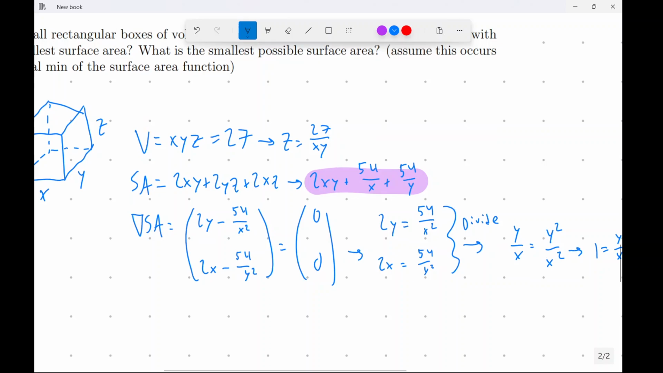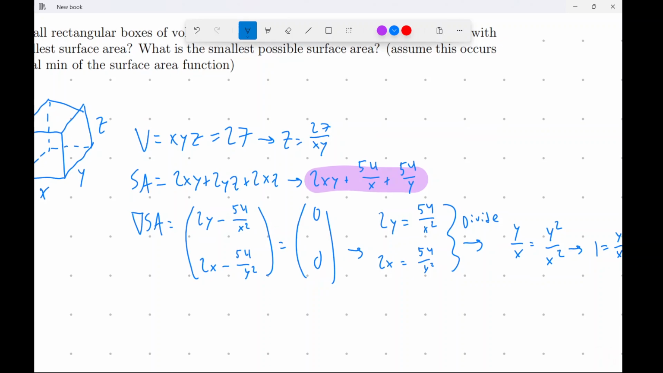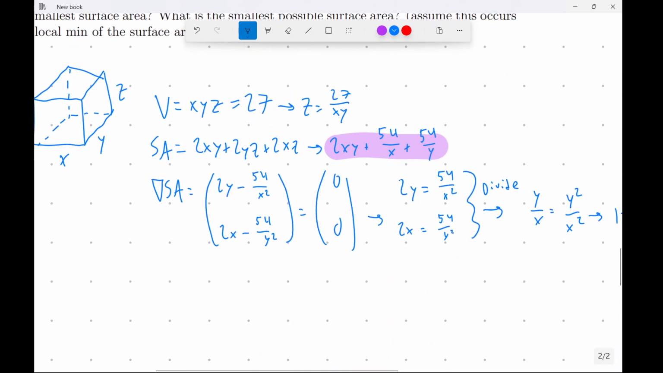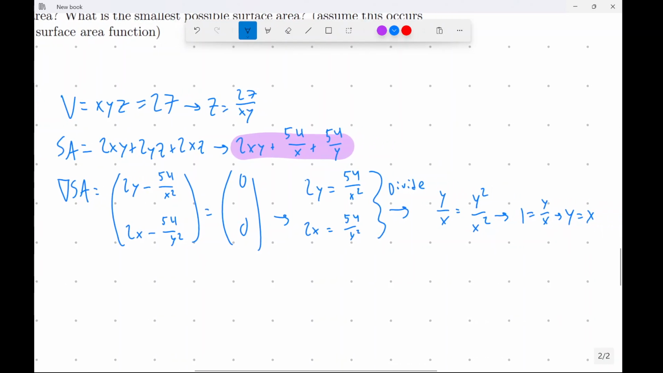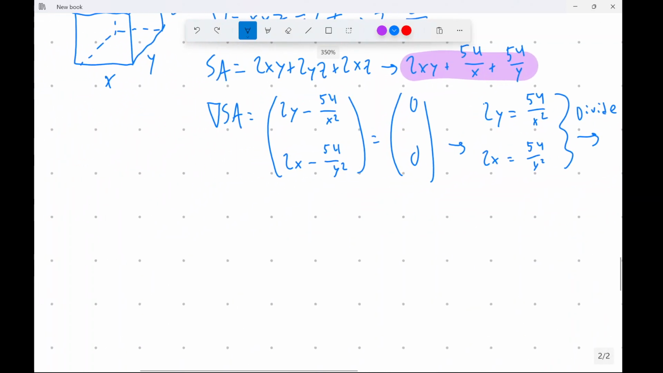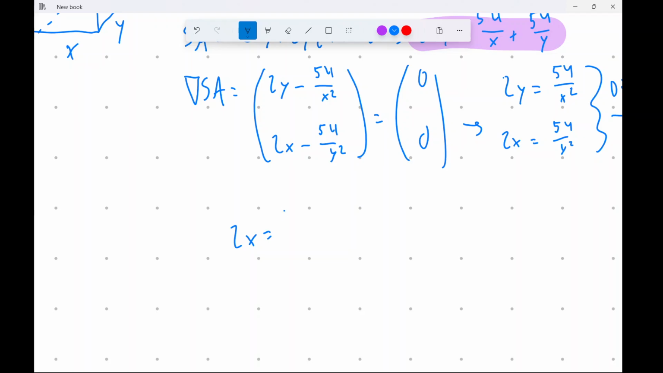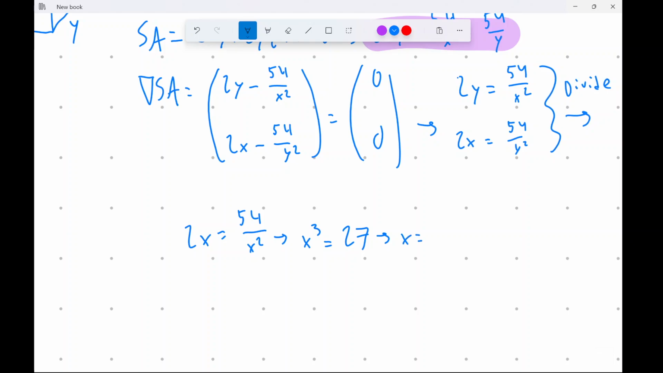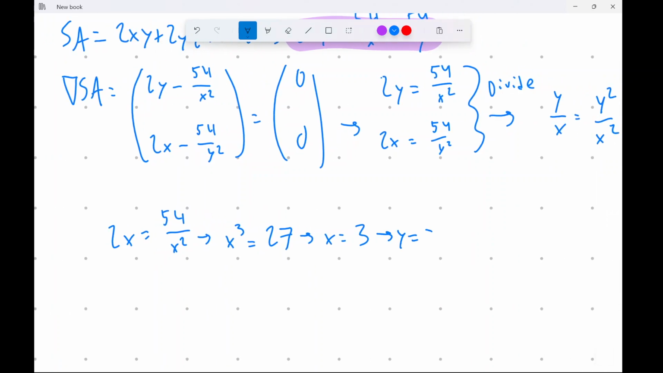Now I want to plug this back into my constraint equation to get z. Or actually, no, I want to plug this back into these equations to actually get y and x. So if y is equal to x, then I have 2x equals 54 over x squared. And so then x cubed is equal to 27. And so then x is equal to the cube root of 27, which is 3. And y is equal to x, so y also equals 3.